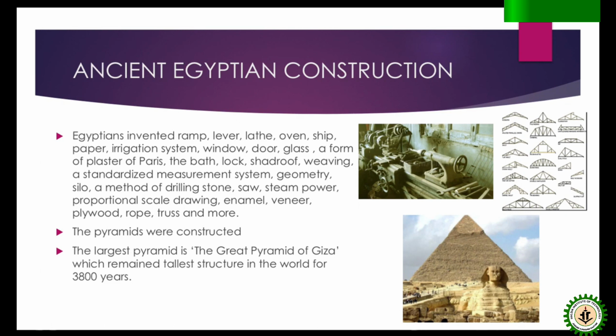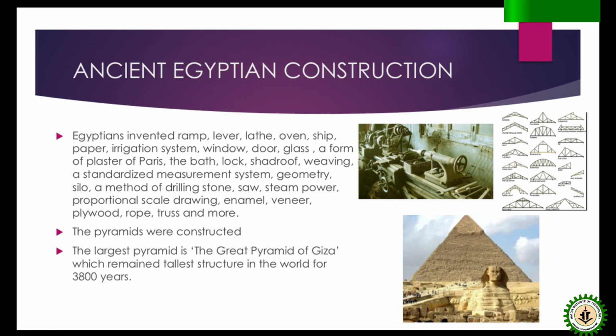Egyptian construction. Egyptians developed so many things at that time, like the lever and the lathe machine. You can see this is the lathe machine. Then ovens, to make bricks. After the mud bricks, burnt bricks came into picture. And ships, paper, irrigation. When paper came into picture, construction drawings and designs came into picture. Then the irrigation system, windows, doors, glass, forms of what we call plaster of Paris today.